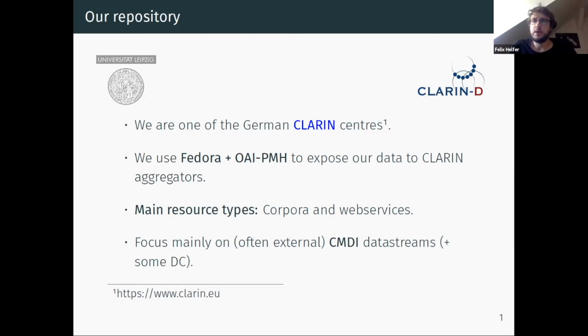We use Fedora plus the OAI protocol to expose this, which also means that we don't really have a front end ourselves. We are basically just a backend repository, and we share our data outwards. We are mostly working with corpora and web services that have something to do with the corpora. Our metadata is mostly CMDI, which is the main metadata used in the Clarin environment, and also some Dublin Core.